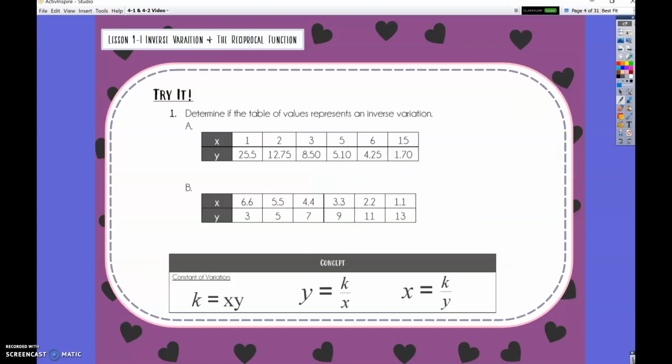Same thing here for the try it. You would take your x, pretend this is your length, and this is your width y, and check if each of those combos actually multiplies to the same value.